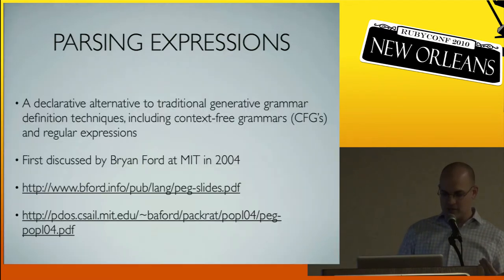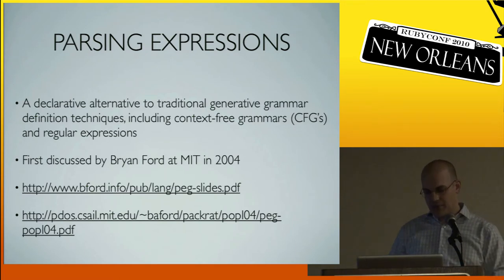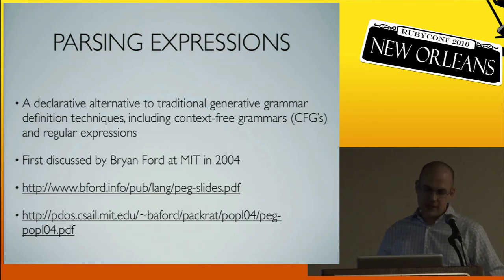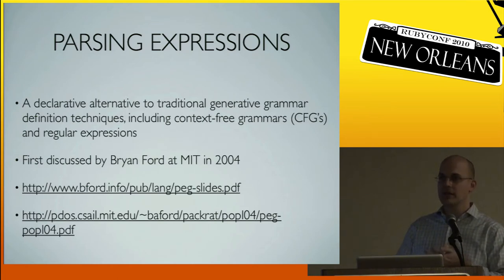So the alternative that I'm going to describe today is called parsing expressions, actually. Parsing expressions were first discussed by a man named Brian Ford at MIT in 2004. He wrote a pretty interesting paper on it that you can find at these URLs here. But basically, his premise is that there's a better way to parse highly structured data, which, by the way, is the kind of data that we're dealing with all the time in computer programs. We're not dealing with natural language. We're dealing with computer languages. We're dealing with formats like JSON and XML and you name it. They have specs. They're well-defined, so we should be able to parse them in a more efficient way.